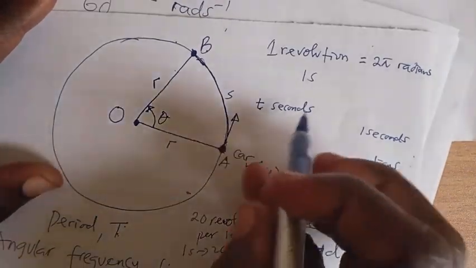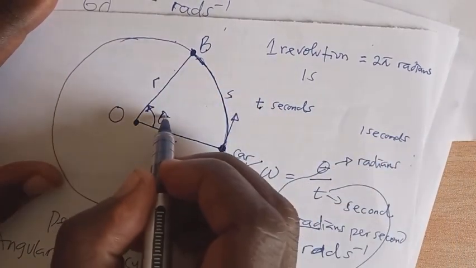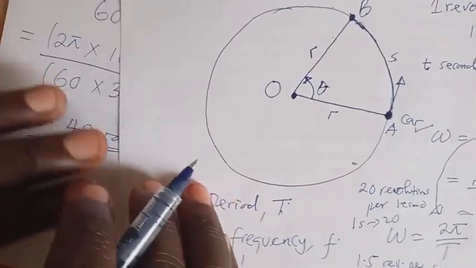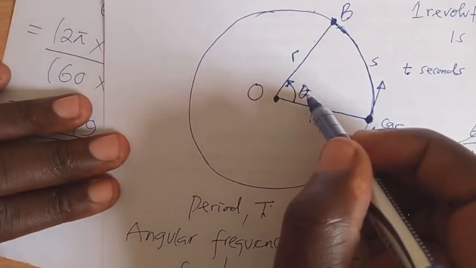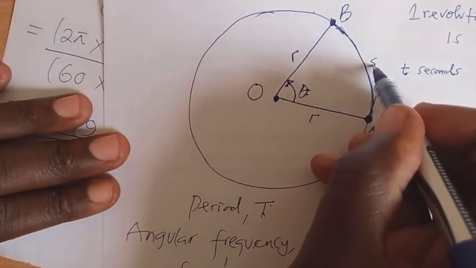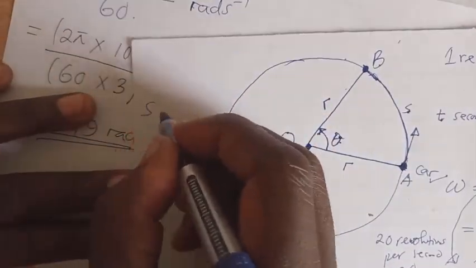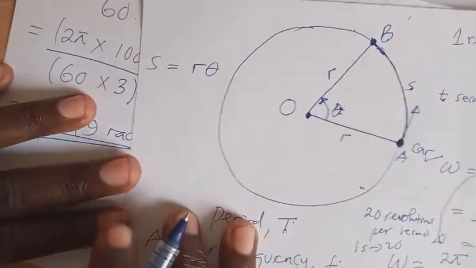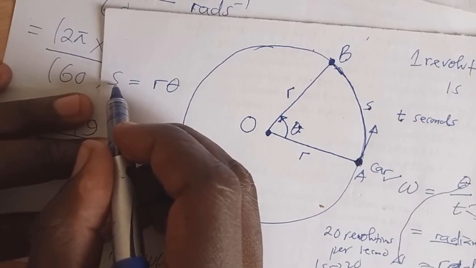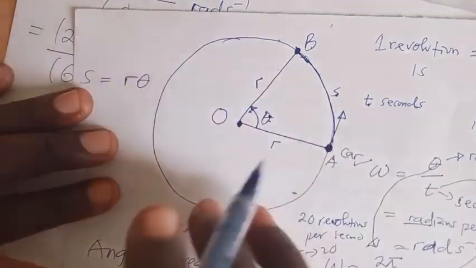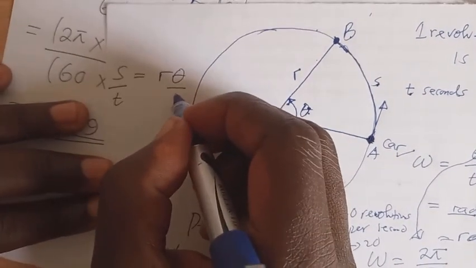You see, now it takes t seconds to form this distance, and the same t seconds to form the angle theta. Provided this theta is small and it is measured in radians, then the distance S, the angle theta, and the radius are related by this formula. S is equal to r theta. Now, since the time taken to form this theta is the same as the time taken to cover the distance S, which is t, I can divide both sides by that time. So I will say divided by t here, divided by t here.